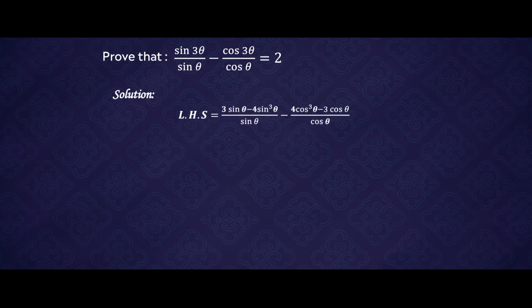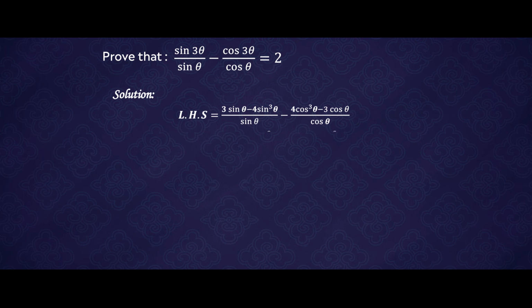Now you know the formula of sine 3 theta, that is the triple angle formula of the sine function. What is the formula for that? We have 3 sine theta minus 4 sine cube theta divided by sine theta, minus, what is cos 3 theta? We have the formula 4 cos cube theta minus 3 cos theta divided by cos theta. So we want to prove that LHS is equal to RHS, which means we have LHS equal to this side.